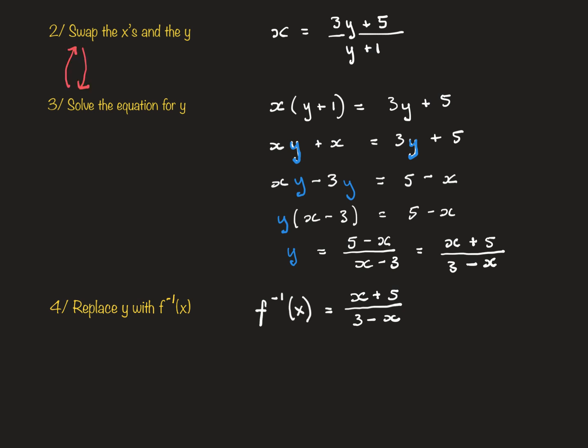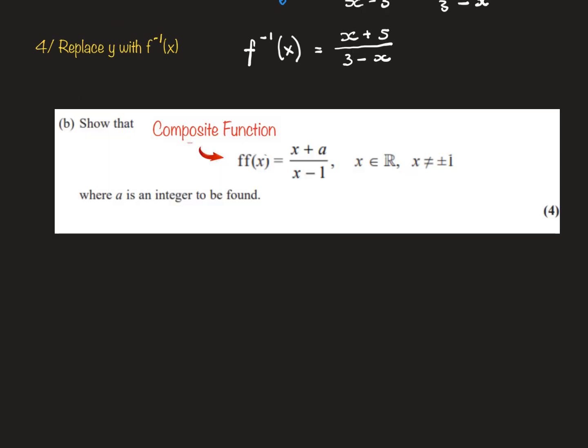And now we come to the second part. And here we want to show that that composite function is x plus a over x minus 1 when x is a member of the reals and x cannot be positive or negative 1, because in here in the denominator, if we make this 1, then this will be 0. And a is an integer that we must find.